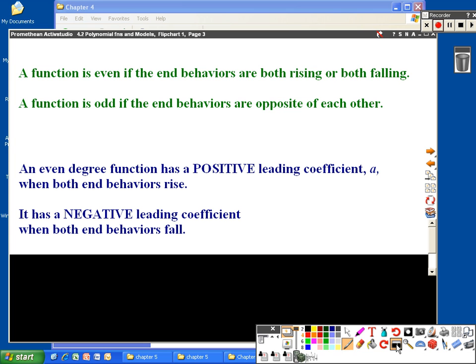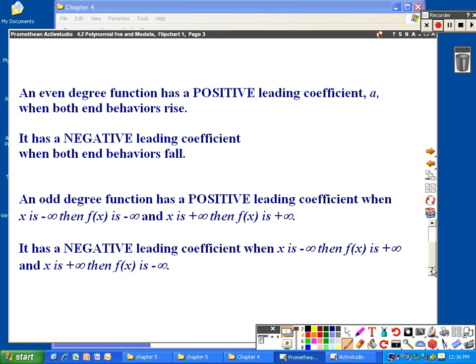So on an odd function, it has a positive leading coefficient when, as x gets negative, the y's get negative, and as x gets positive, the y's get positive. It will have a negative leading coefficient when, as x gets negative, the y's get positive, or when x gets positive, the y's get negative. When it does the opposite, it has a negative leading coefficient.